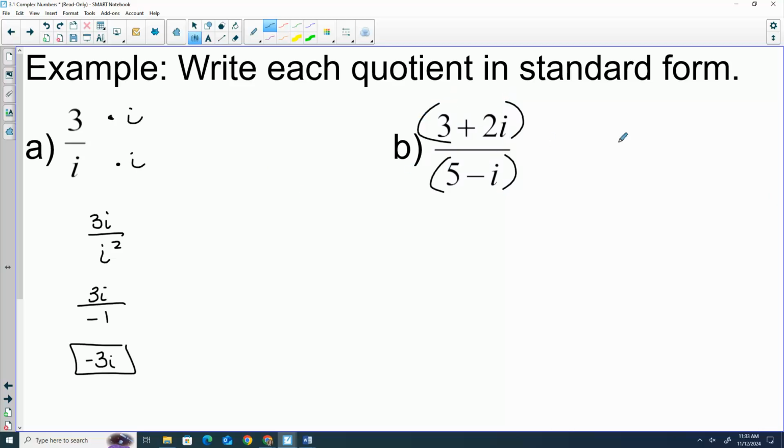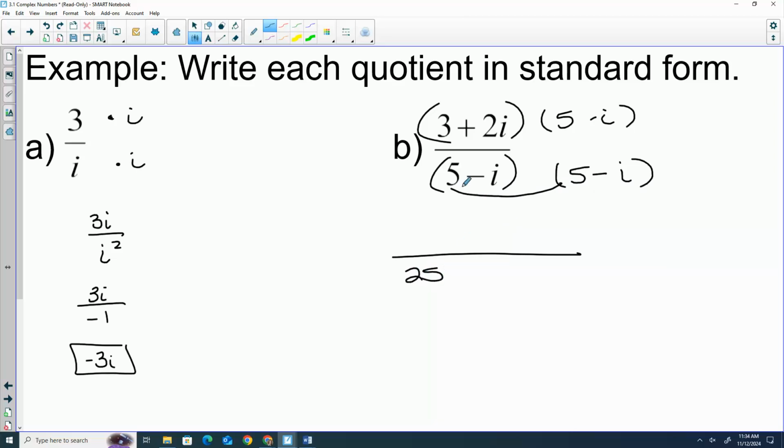So what did you say we should multiply by? Okay, let's see what happens. I heard a 5 minus i, I heard 5 plus i. Why don't you just watch for a second? And we'll see. So if I multiply by 5 minus i, on the bottom, that would give me a 25 minus 5i minus 5i plus i squared.